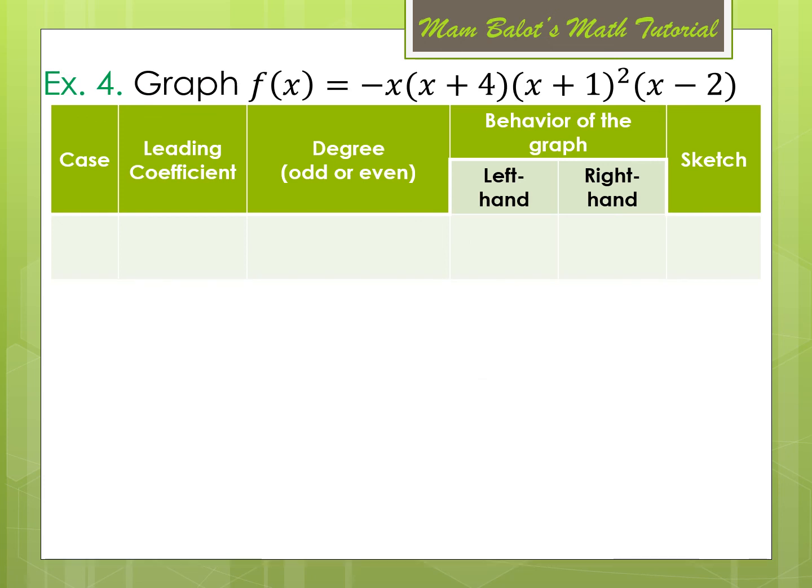Now let's have another example using the table. Graph f of x is equal to negative x times x plus 4 times x plus 1 squared times x minus 2. There, if we look at the leading coefficient, it is negative because we have a negative x there. And the degree here is 5. So therefore, the degree is odd. So that would be case number 2. In case number 2, the behavior of the graph would be rising and falling. So if we plot that on our Cartesian plane, the graph must look like this.